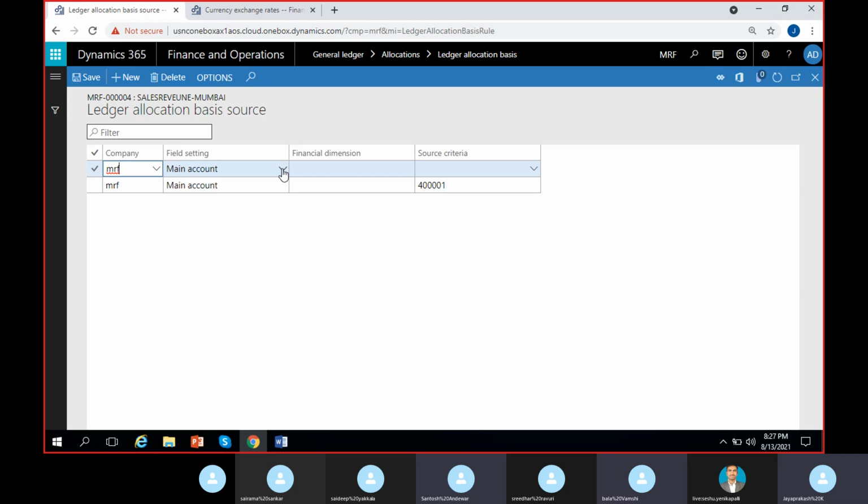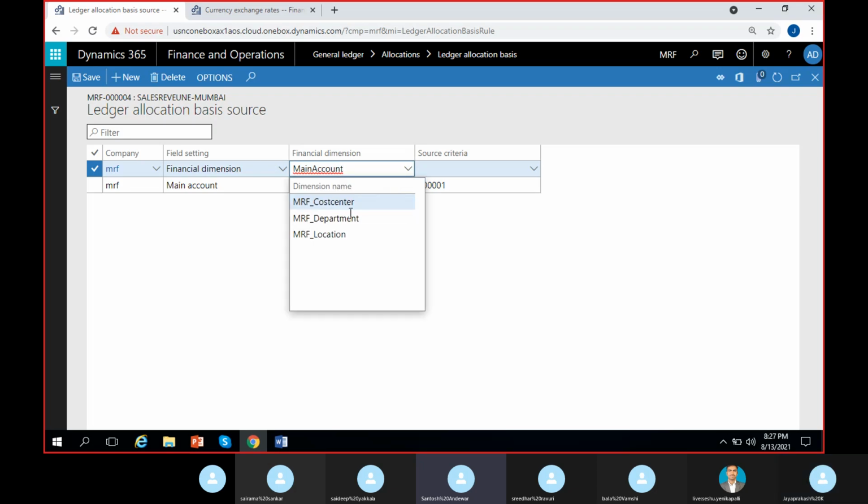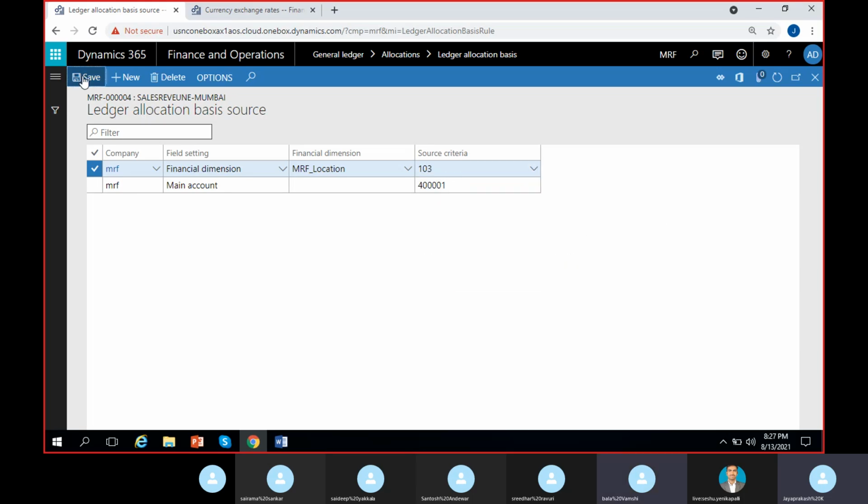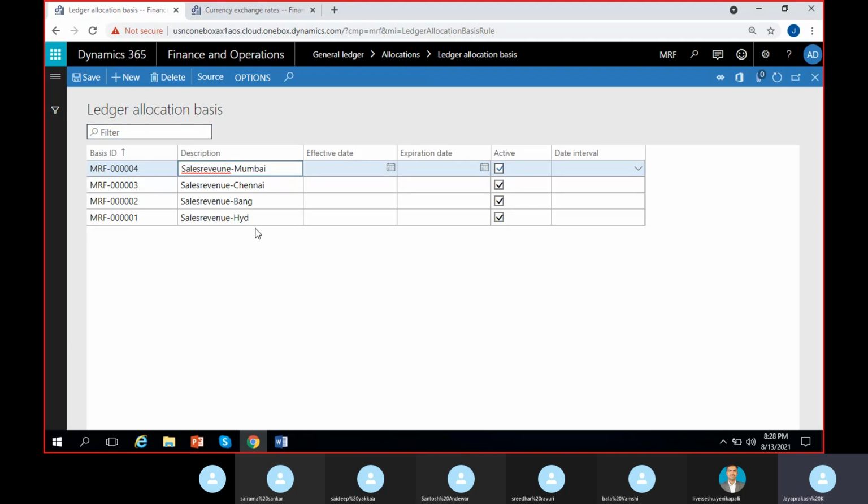Financial dimension. The financial dimension is location and the source criteria is the location value Mumbai. Dimension value. Save. Back. Keep the spelling right, just change it. Okay, and I'll refresh this so I see them in order. So I have 4 basis rules now.